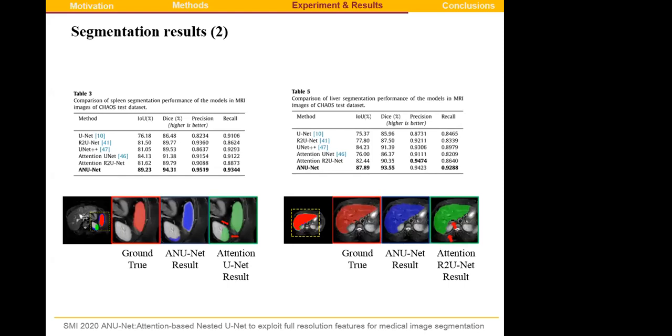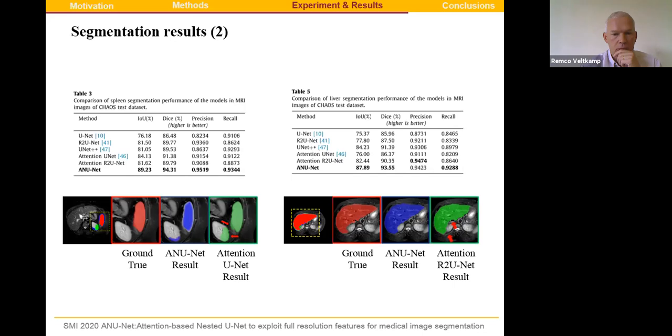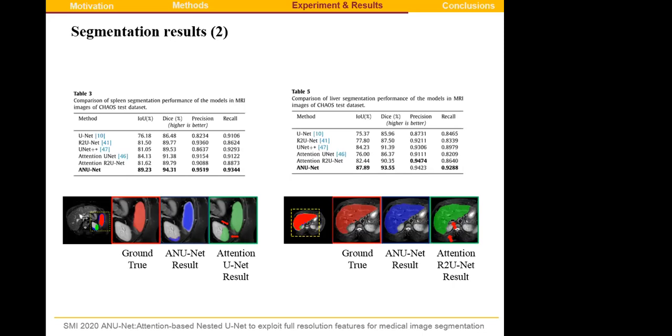So in the spleen MRI image segmentation, as you can see on the left side, our network achieved IOU increased 6.06%, and the dice increased by 3.21%. The precision increased 3.99%. Recall increased 2.43% over the attention U-Net. And finally, in the liver MRI image segmentation task, our work achieved a similar result.